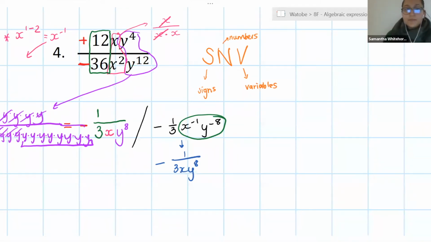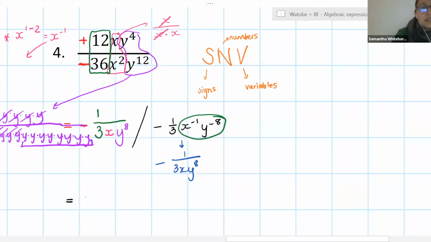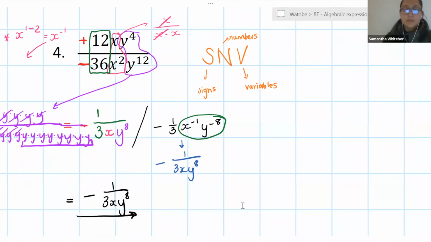Right, so I'm just going to neatly write our answer out. Our final answer is negative 1 over 3xy to the power 8. And how you choose to work with your exponents is up to you. If you're working with the exponent laws that you've learned, that's fine. If you want to cross cancel like I've done, that's fine. I find cross canceling easier, but you don't have to do it like that. If you want to work with your exponent laws, absolutely fine. Okay.